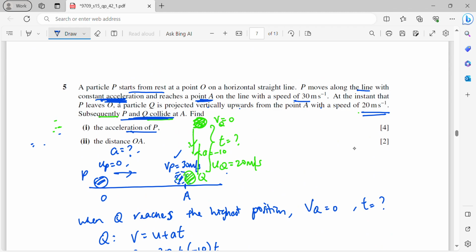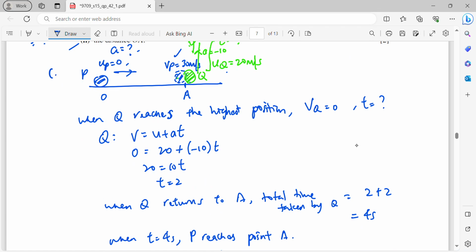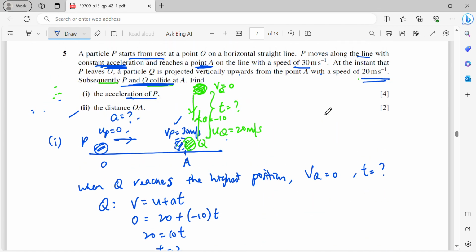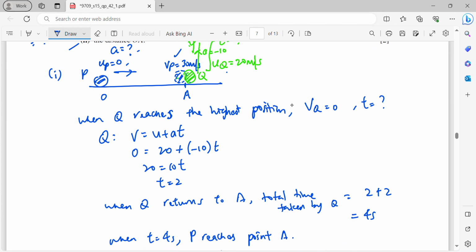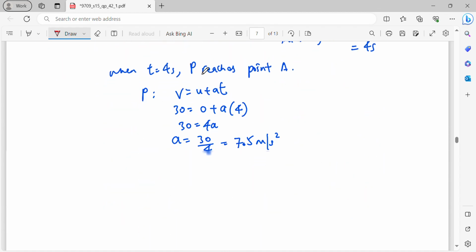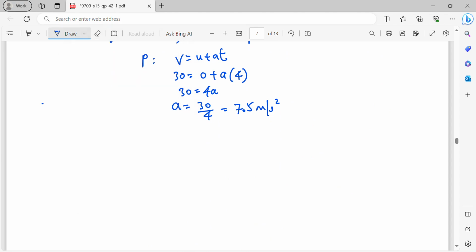Now, second part, the distance OA. So all these are the solution for the first part. For the distance OA, that means you need to find what is the S. We know that the point P will be reaching point A within 4 seconds. The U is given, V is given, A already found. Therefore, we can just use S equals UT plus half AT squared to find the distance.